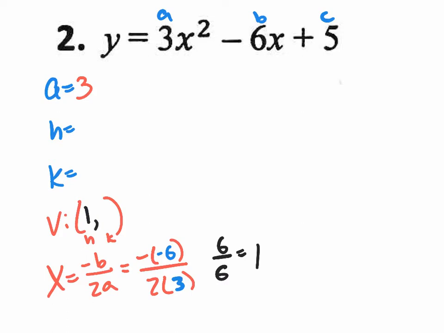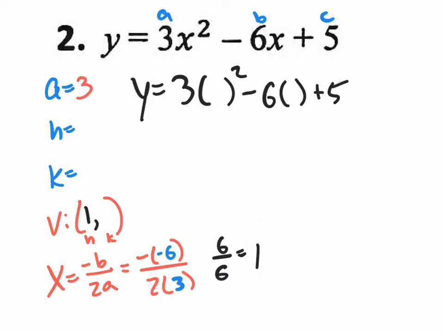How do I find the y value once I already have the x value? Plug it in, right? So let's rewrite our entire equation. y equals 3x squared minus 6x plus 5. Again, I replaced x's with parentheses. Why? So I could actually plug in my 1 right in there into both of them. So we have a 1 right here and a 1 right there.